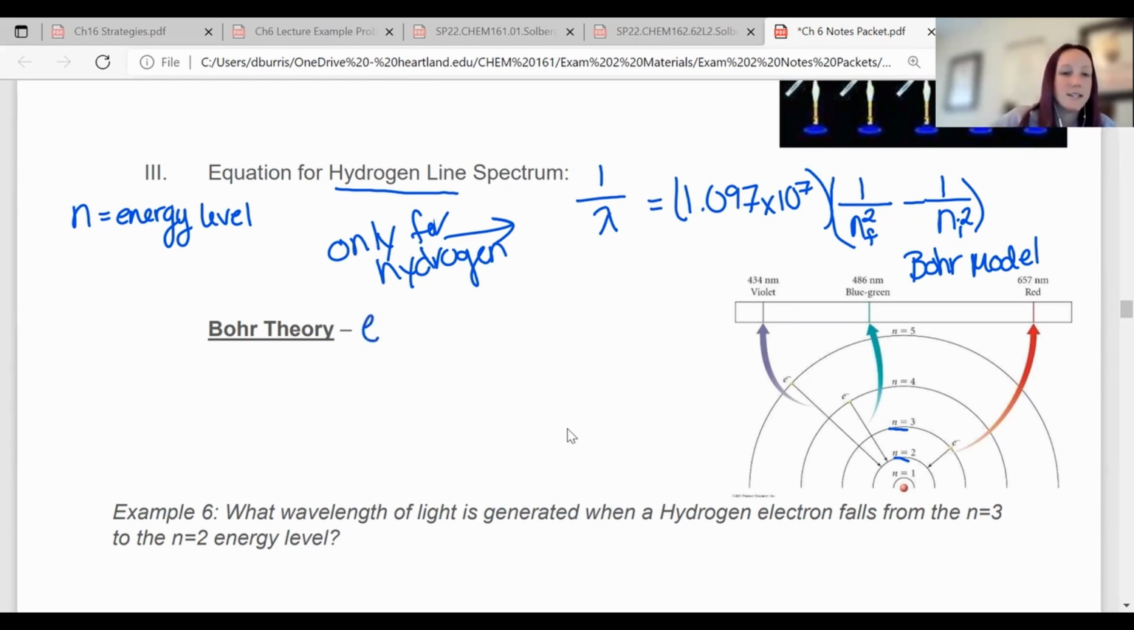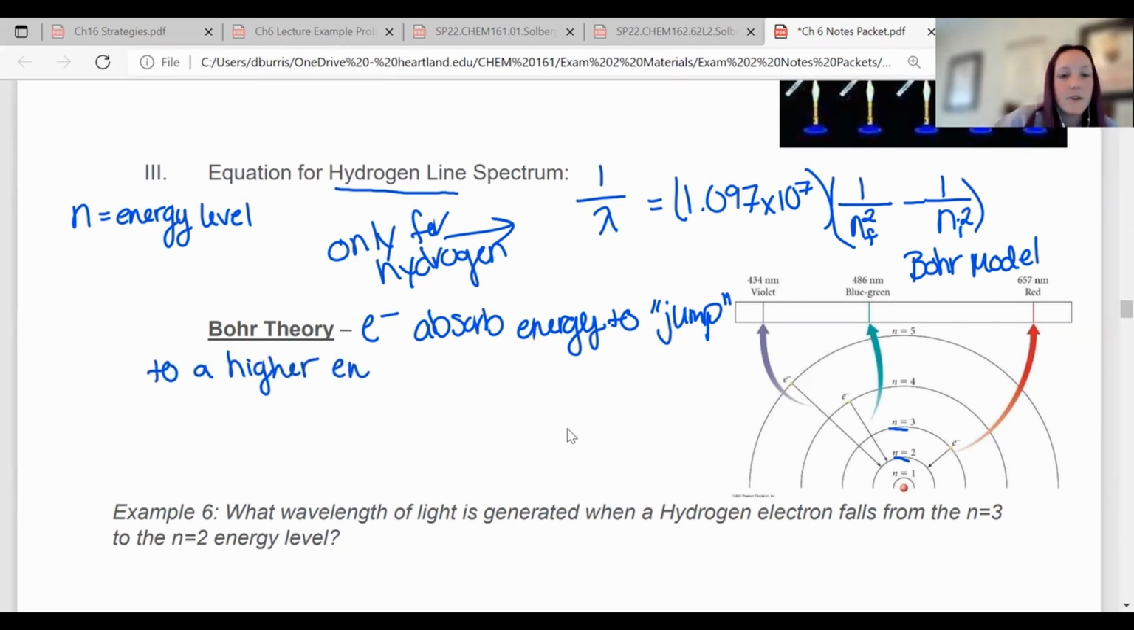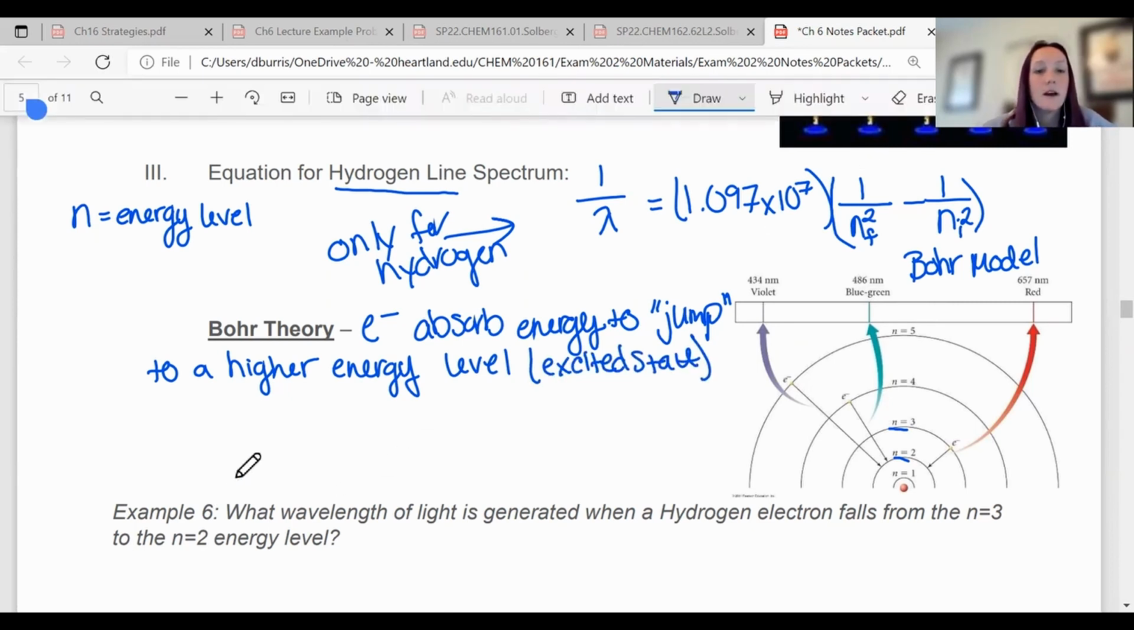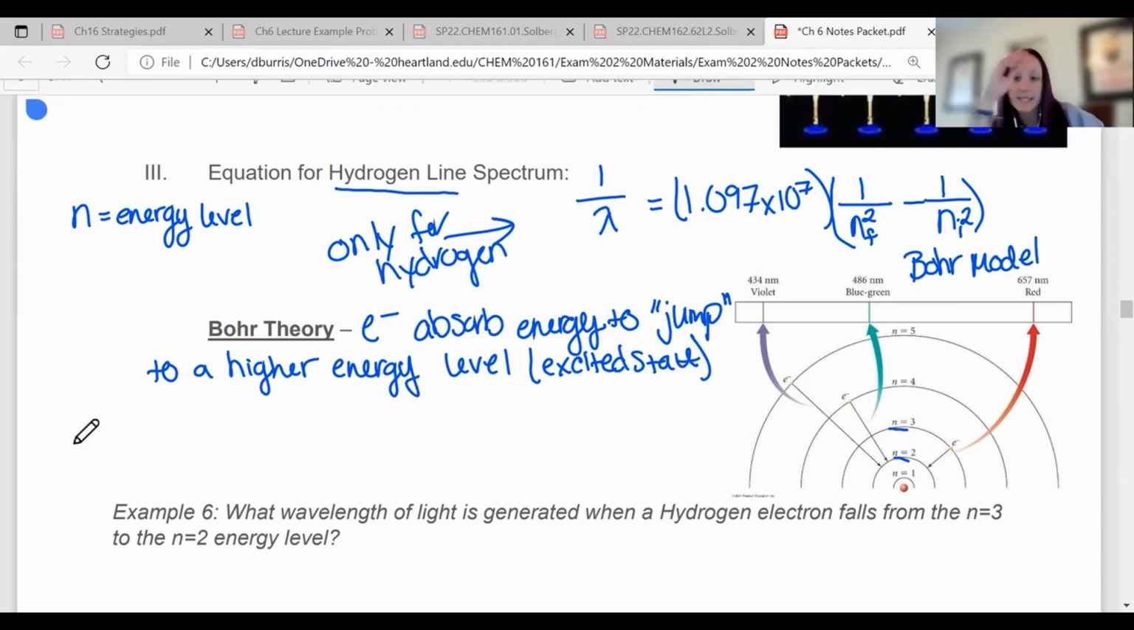His theory is that electrons absorb energy to, I'm going to put in quotes, jump. They go up to another energy level, so jump to a higher energy level. This is called an excited state. Excited state.